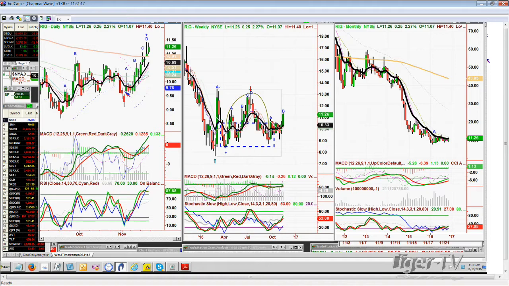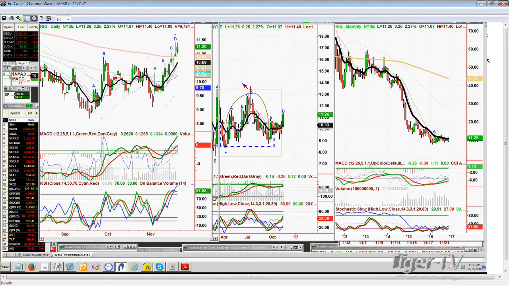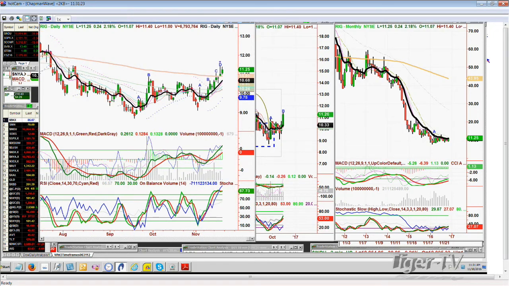I've got this as a leg D with an overlapping wave, so that always takes you to a D. Most importantly, when I look at the left side, right side, price time match, it's done it in a shorter time.